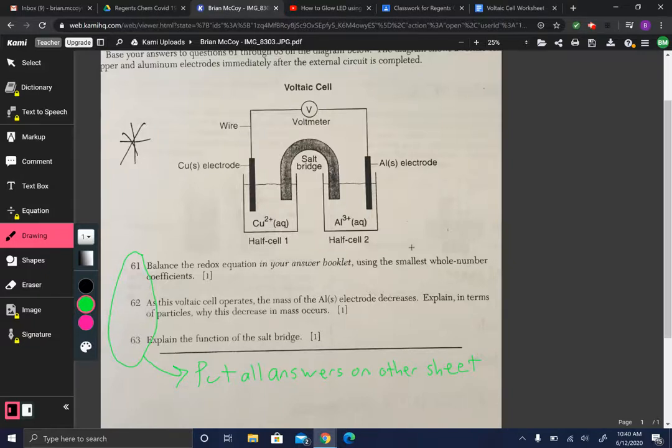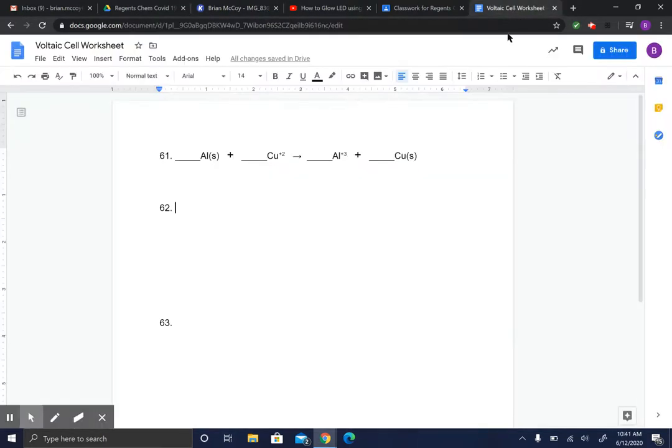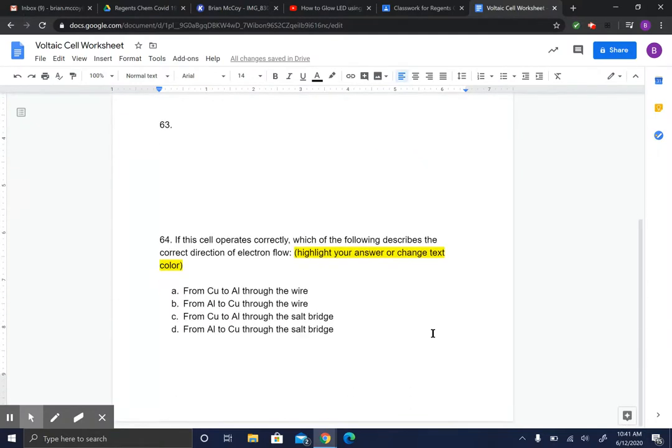Hey guys, so this is going to be due Monday. This is not exactly what it's going to look like because you're seeing my whole screen here, but this is the Voltaic cell, questions 61, 62, 63, and then I added a 64th.